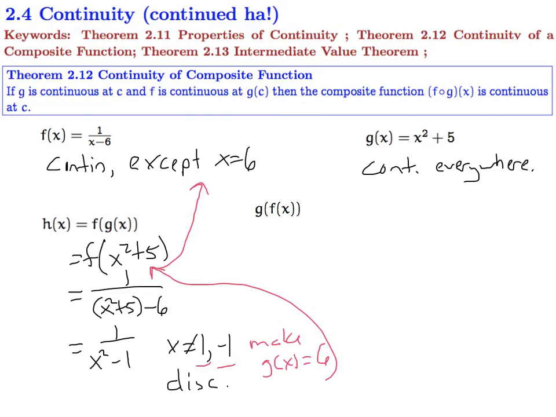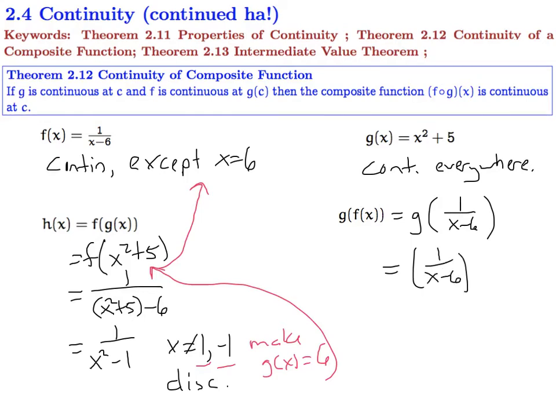We can also think about the composition in the other order, g of f of x. In this case, this means we need to put the function 1 over x minus 6 into the function g, and so this becomes 1 over x minus 6, quantity squared, plus 5, which again will be discontinuous at x equals 6. The outer function g is good. You can put any number into it you want, so we don't need to worry about what g does, but we do need to worry about putting the number 6 into the function f, because that could make it discontinuous.